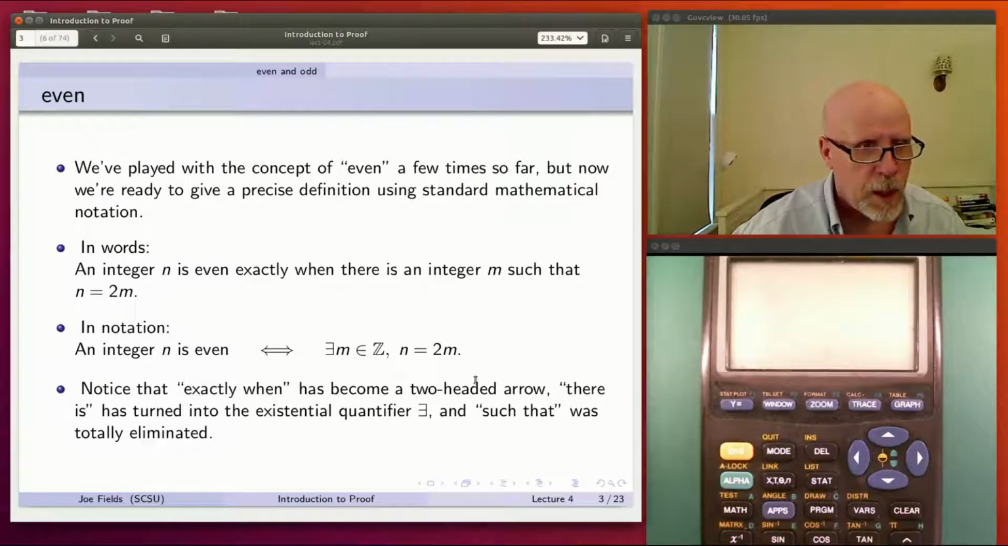What happened to such that? That was a part of the verbal thing. We just don't have a symbol for it. In fact, there is a symbol for it that some people use, but I prefer not. I feel like you can just drop it and it makes perfect sense. There exists the m so that n is equal to 2m.